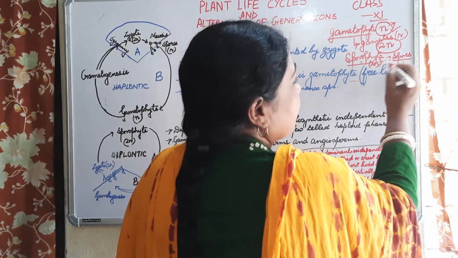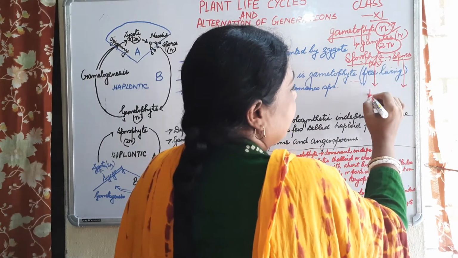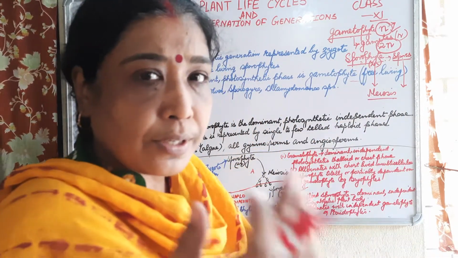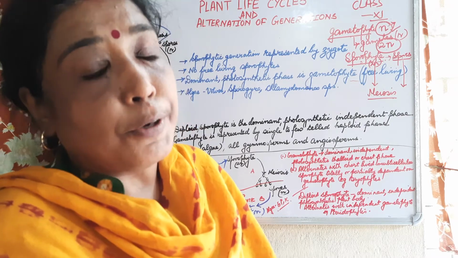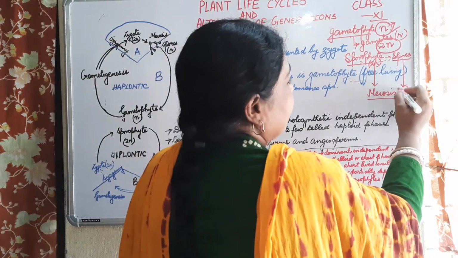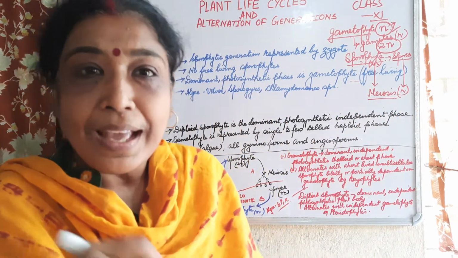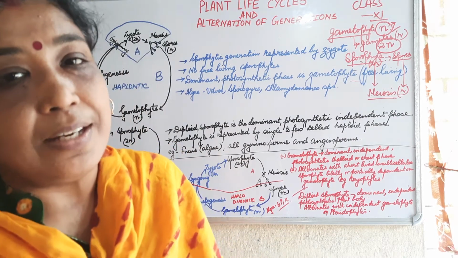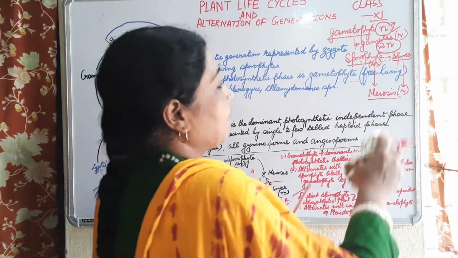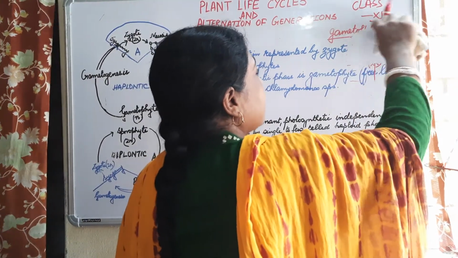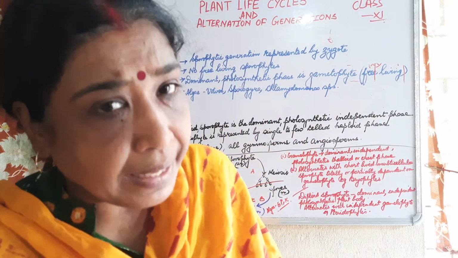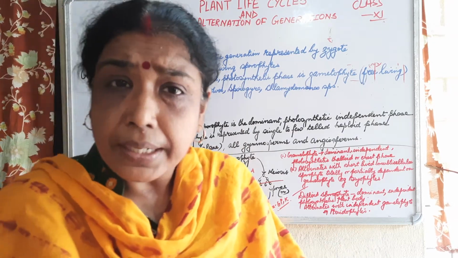So for these spores to be formed from the sporophyte, what will happen? Meiosis will take place. By the process of meiosis, spores will be formed from the sporophyte, and the spores will be haploid, and these spores will germinate or give rise to haploid gametophyte. So these things you need to remember. Once you learn these things, it will be very easy to understand the different life cycles.